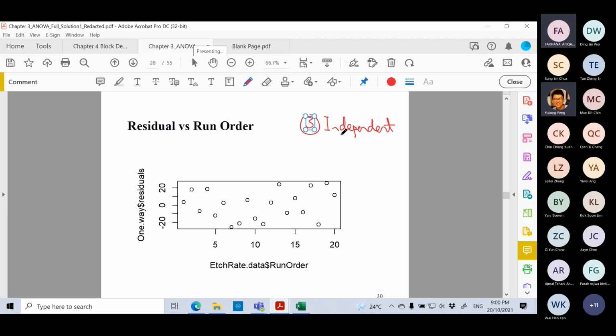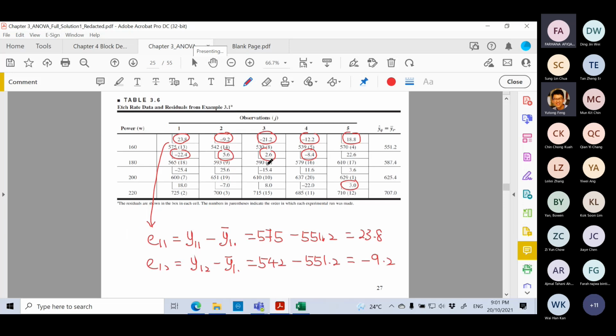Okay, and then for the third one, you check for independence. Are they independent or not? If they do not have any obvious pattern, then it is considered independent. Over here, you can see the points fluctuate and do not have any obvious pattern, so it's independent. If you want to plot this, you plot the residual versus the run order. What is the run order here? It's what I mentioned just now, which one runs first. Here is observation number 13; the run order is number 13, number 14, number 8, 5. This is the order, so you plot your residual versus the order.